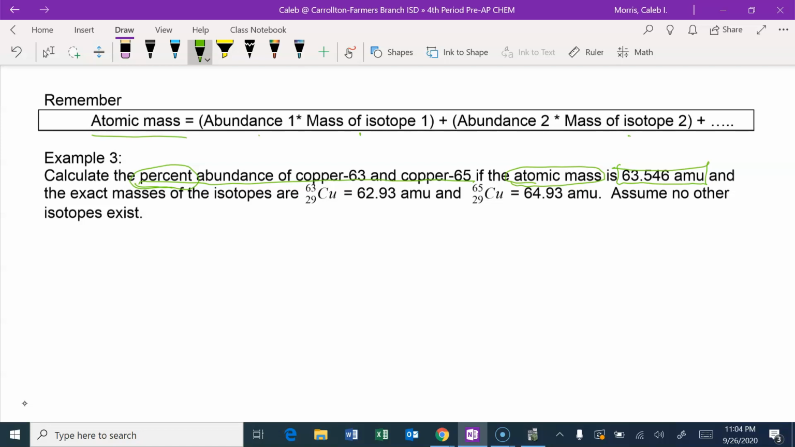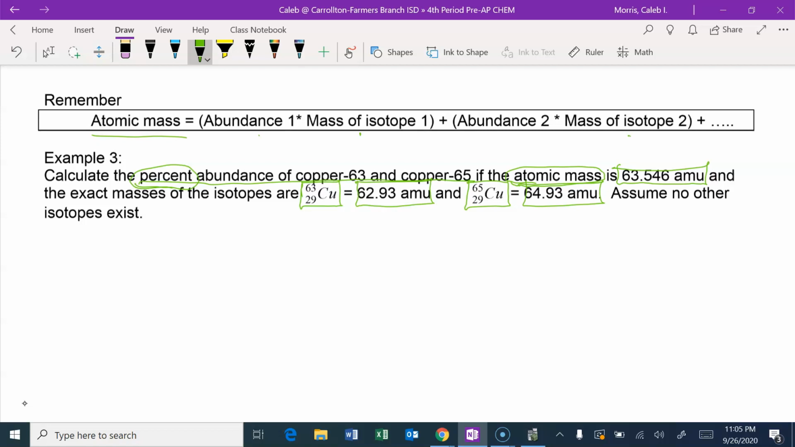All right, so percent abundance, if the atomic mass is 63.546 AMU, and the exact masses of the isotopes are, it tells us, copper 63 has a mass of 62.93 AMU, and the mass of copper 65 is 64.93 AMU. We're assuming that no other isotope exists. That's important because if another isotope existed, it would throw this off. But we know that those are the only two.